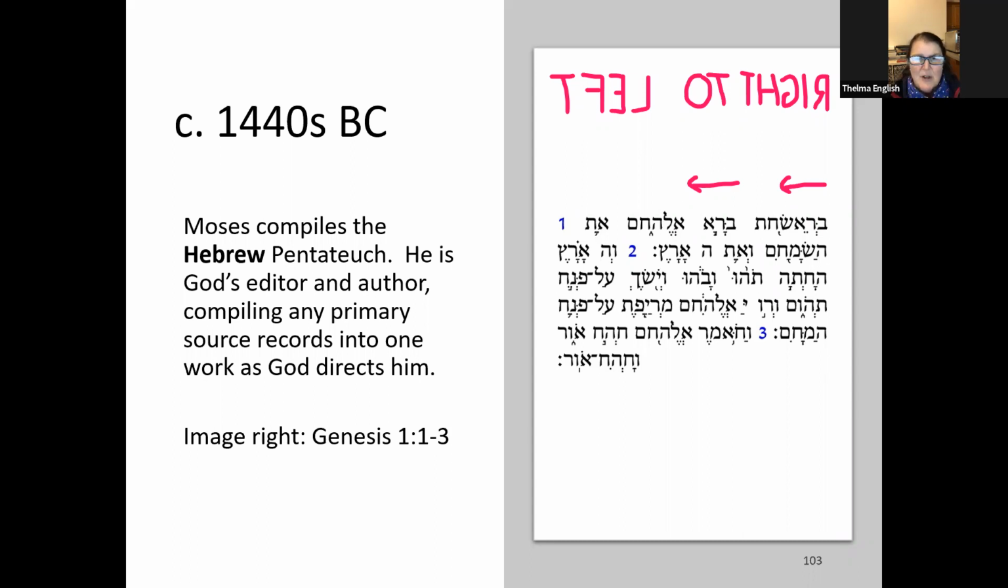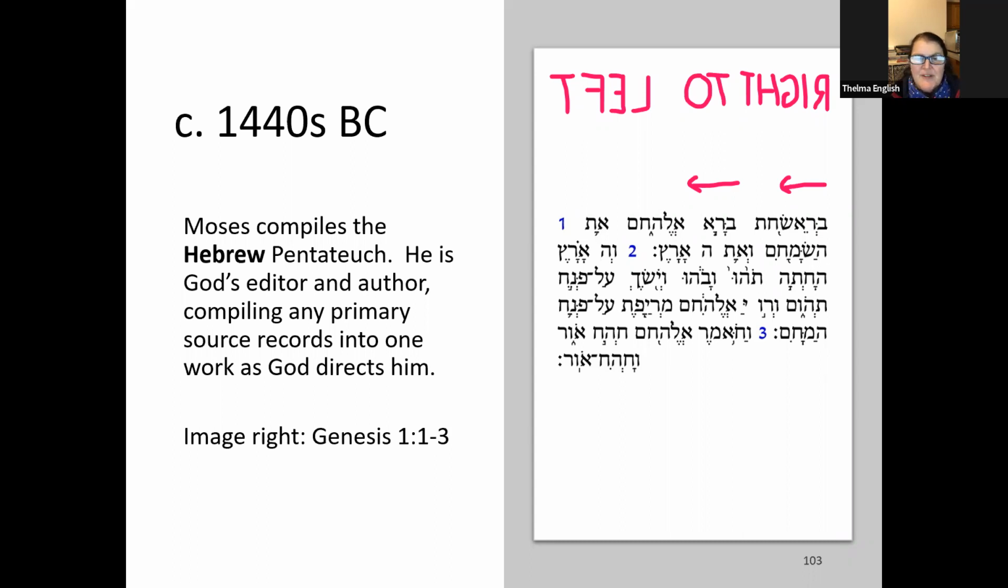The second telling, Deuteronomy, Deuteronomos. So the second telling of the law is Deuteronomy, because all the old guys died and the new guys, before they go into the promised land, need to learn the law. So Moses is his editor. He's the author. He's compiling any primary source records into one work as God directs him.